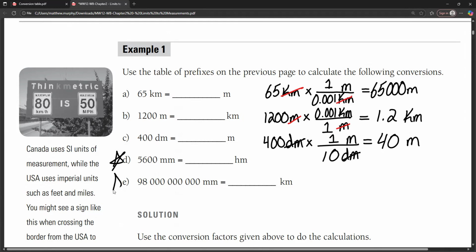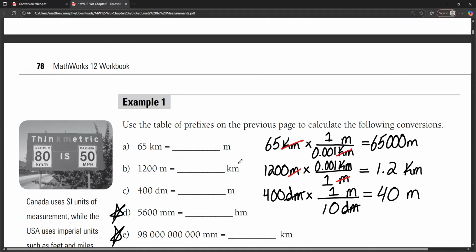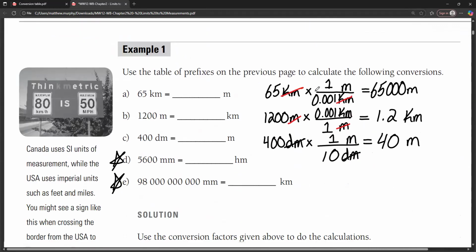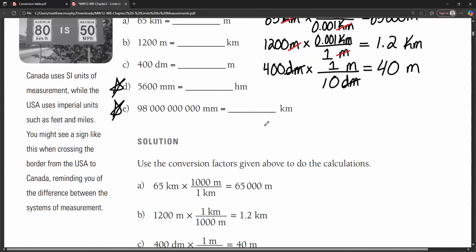The tougher ones are these ones because we have millimeters to hectometers, millimeters to kilometers. And what I suggest for these ones is that you turn them into meters because all these conversions are in relation to the meter. And then once you turn it into meters, turn it into whatever you want after that. Okay? Again, if you want me to show you the move the decimal style, I can come show you.